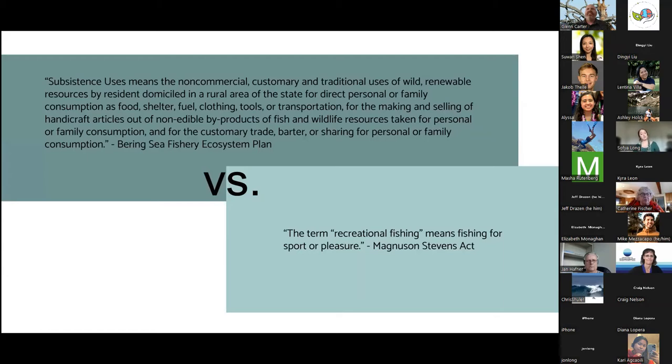When you compare that to the federal definition in the MSA for recreational fishing, which simply says fishing for sport or pleasure, you can see how the recreational fishing definition could afford to be updated, because we know that recreational fishing is far more than just fishing for sport or pleasure.